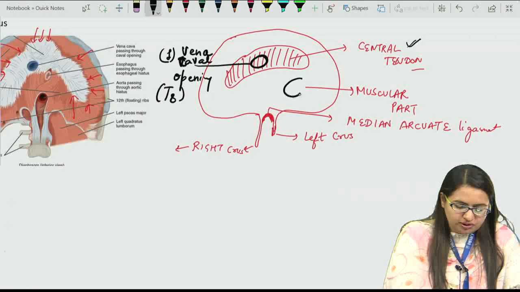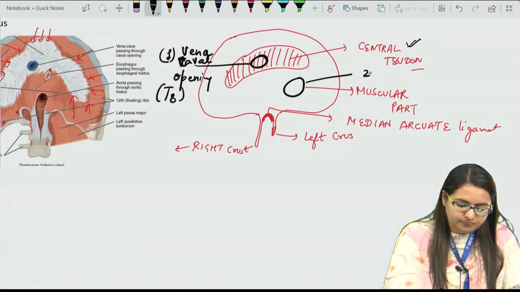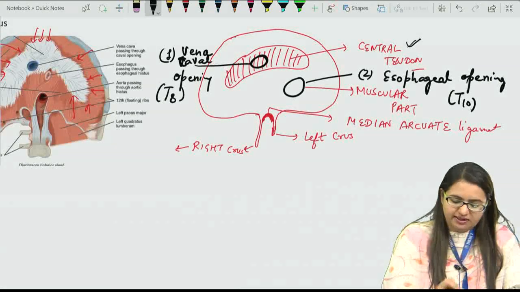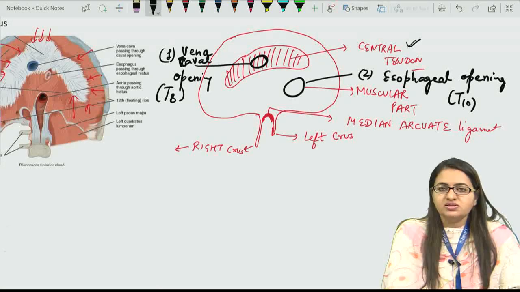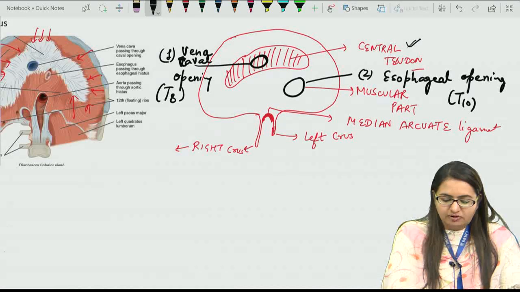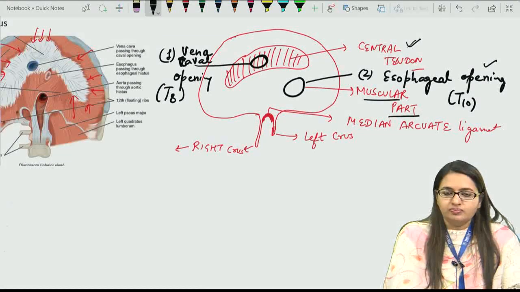Then the second opening is over here. This is the esophageal opening, which is at the level of T10. At the level of T10, it gives passage to the esophagus, as well as to the vagal trunks, the anterior and the posterior vagal trunks, and apart from this, the esophageal branches of the left gastric artery. Now this esophageal opening, if we see, is present in the muscular part of the diaphragm.